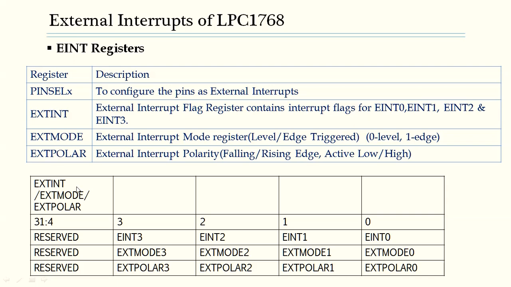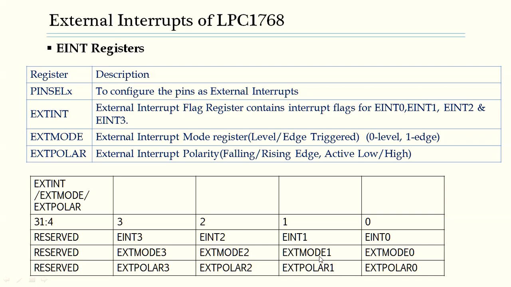So for external interrupt, the lower 4 bits will tell us which particular external interrupt it is, whether it is 0, 1, 2 or 3, while for all these three registers, the bits from 4 to 31 are reserved. We are not using them. And the next one, when we talk about the external mode register, what are we going to write in this value? We are going to write either a value of 0 or a value of 1.